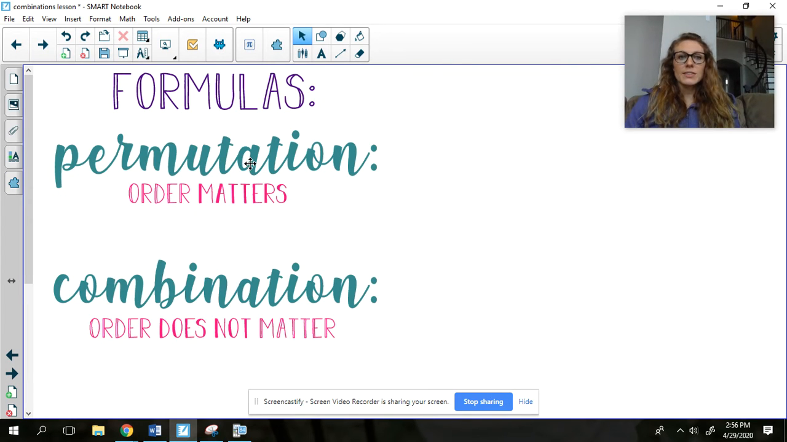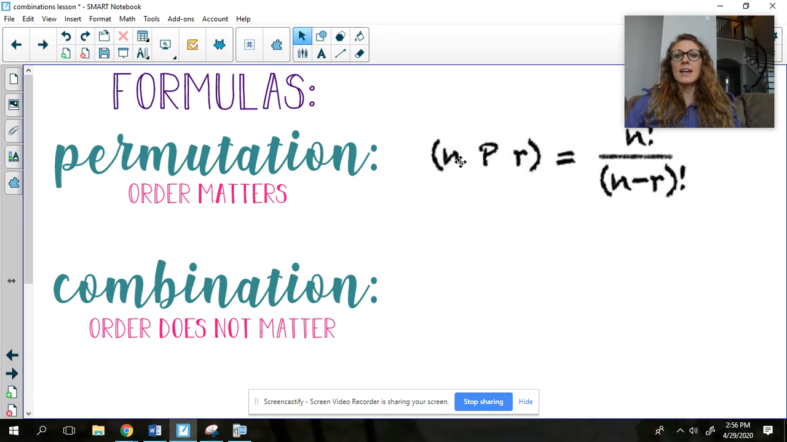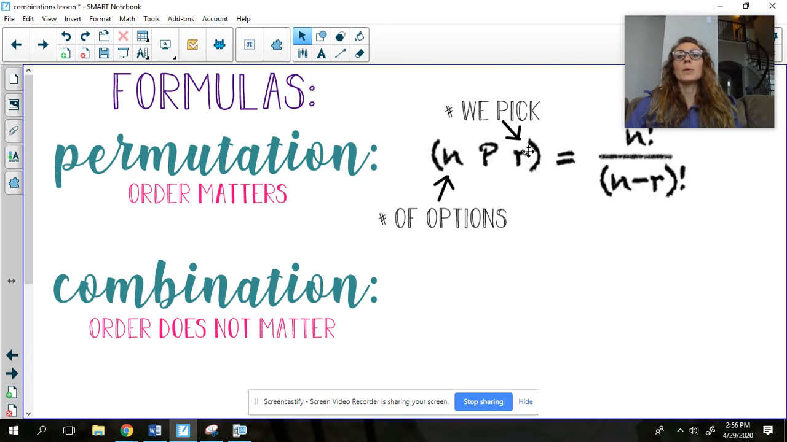So here are our formulas. For permutations, our formula looked like this. N represented the number of elements that we were getting to choose from, so the number of options, versus R was the number we were choosing. So we maybe had 7 colors to pick from. We were choosing 3. That's how I got that 210 using that formula, n factorial over n minus r factorial.